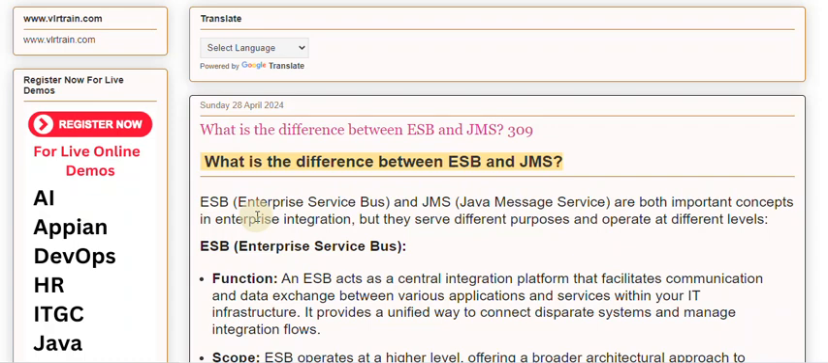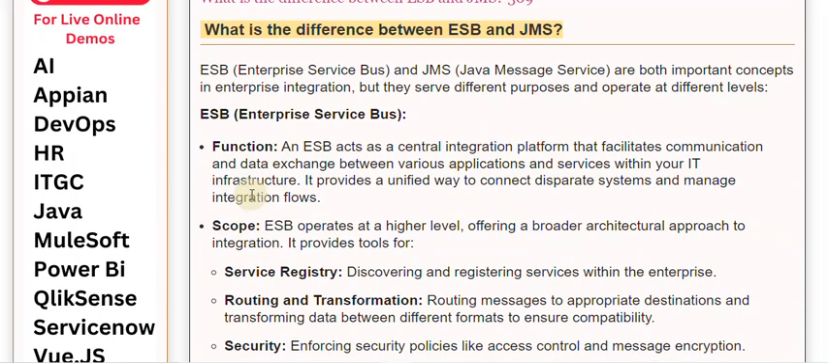An ESB acts as a central integration platform that facilitates communication and data exchange between various applications and services within your IT infrastructure. It provides a unified way to connect disparate systems and manage integration flows. Scope. ESB operates at a higher level, offering a broader architectural approach to integration.